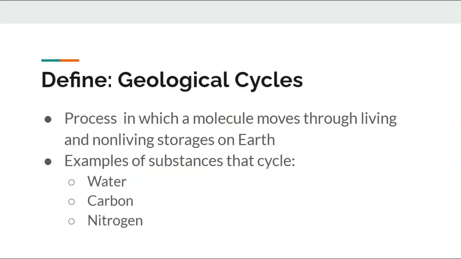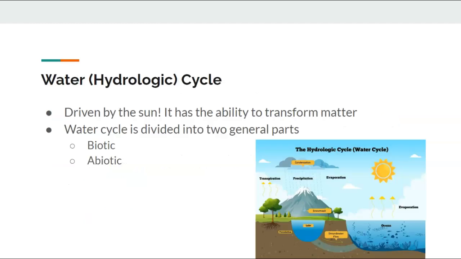So let's start off with the definition, right? What is a geological cycle? This is just the process in which a molecule moves through living and non-living storages on Earth. The three examples that we're going to look at for these cycles are the water cycle, the carbon cycle, and the nitrogen cycle. You've probably heard of the water cycle before, so we're going to start there.